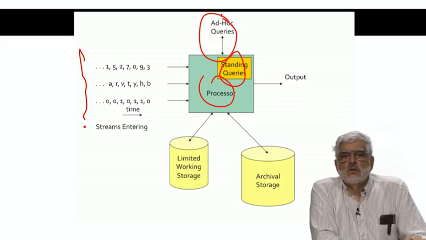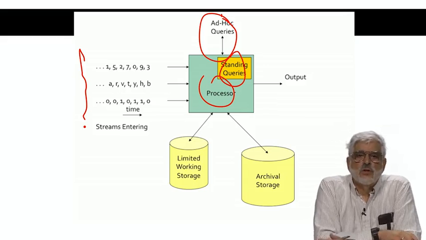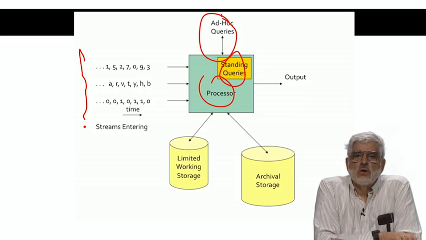Now, there is a limited working storage, which might be main memory, flash storage, or even disk, but we assume it holds essential parts of the input streams in a way that supports fast querying.